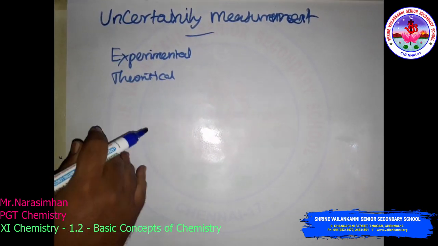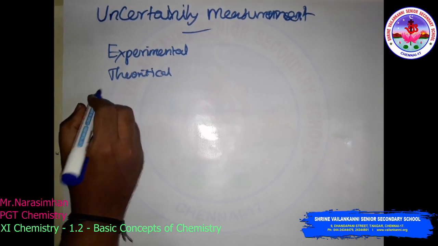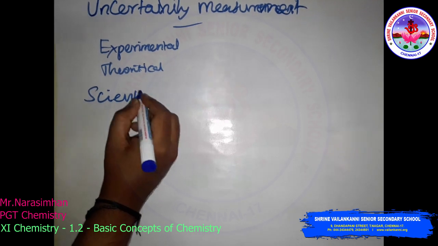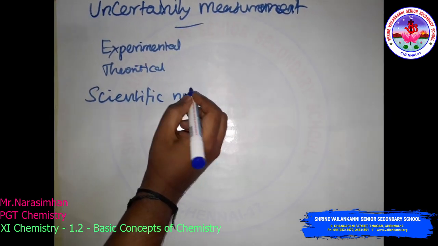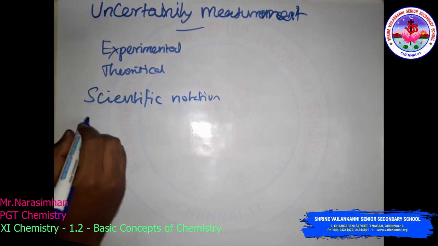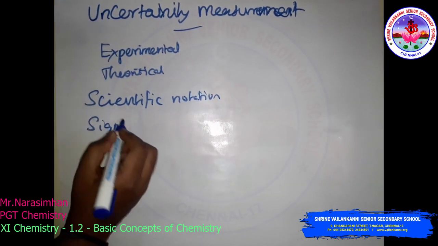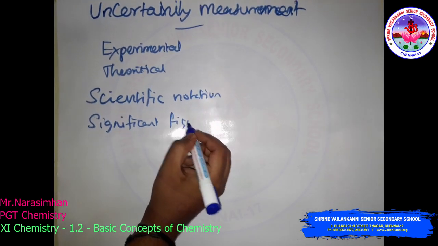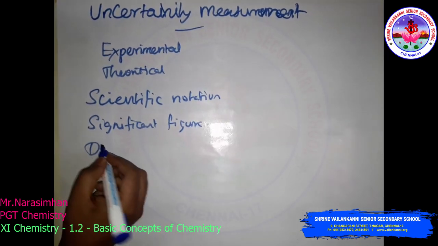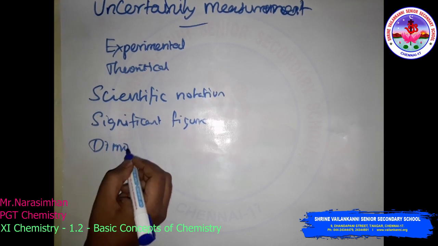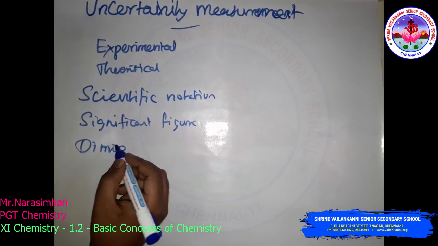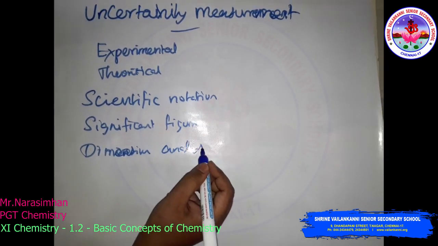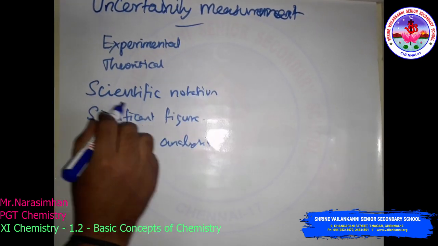Okay, the first one is scientific notation. The second one is significant figures. The third one is dimensional analysis. First we will discuss scientific notation.